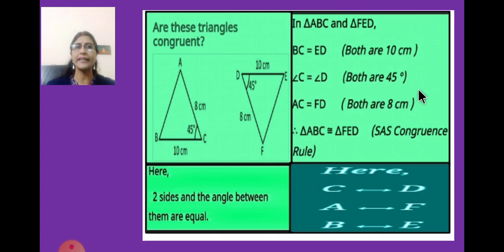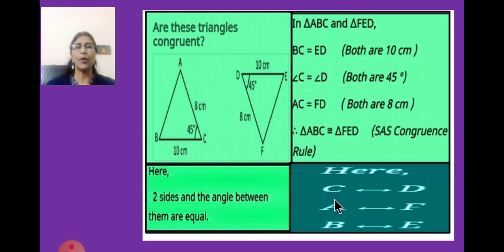Both are 45 degree. And then now we will take this side AC and this side. They are again the same, 8 centimeter. So we'll write AC is equal to FD. Both are 8 centimeter. Therefore, triangle ABC is congruent to triangle FED. And the rule is SAS congruence rule. Since here you can see two sides and the angle between them are equal.